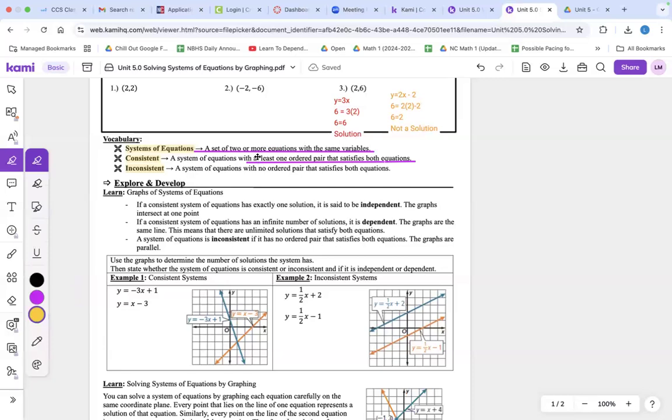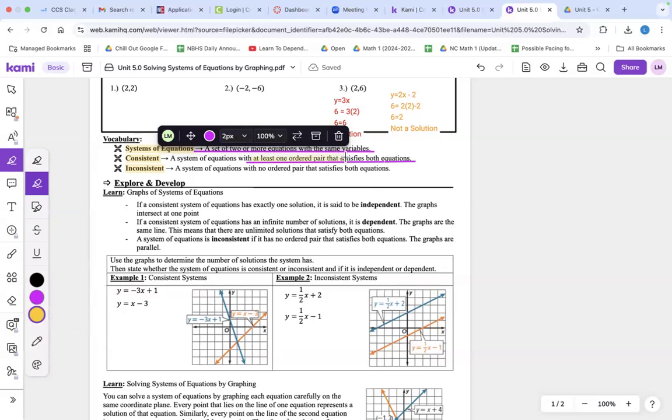I have no clue why this is not doing what I want it to do. All righty, so that's probably why. Let's see. At least one ordered pair, which means it can be more than one. We'll get into that one later.